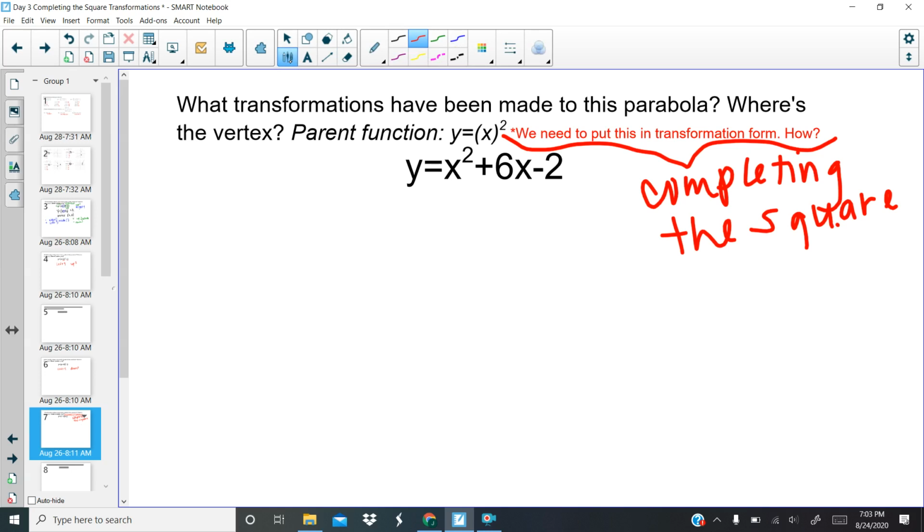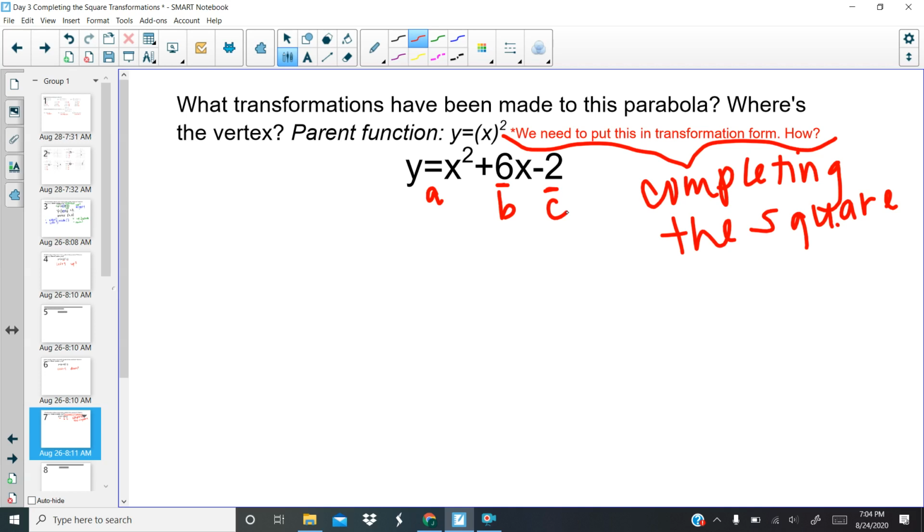But basically, the coefficient in front of x squared is considered a. The number in front of the plain x is considered b, and the minus 2 is considered c. I think I said the 6 was c, but it was supposed to be b. So the coefficient in front of x squared is a, the coefficient in front of x is b, and the other number, the constant, is c.